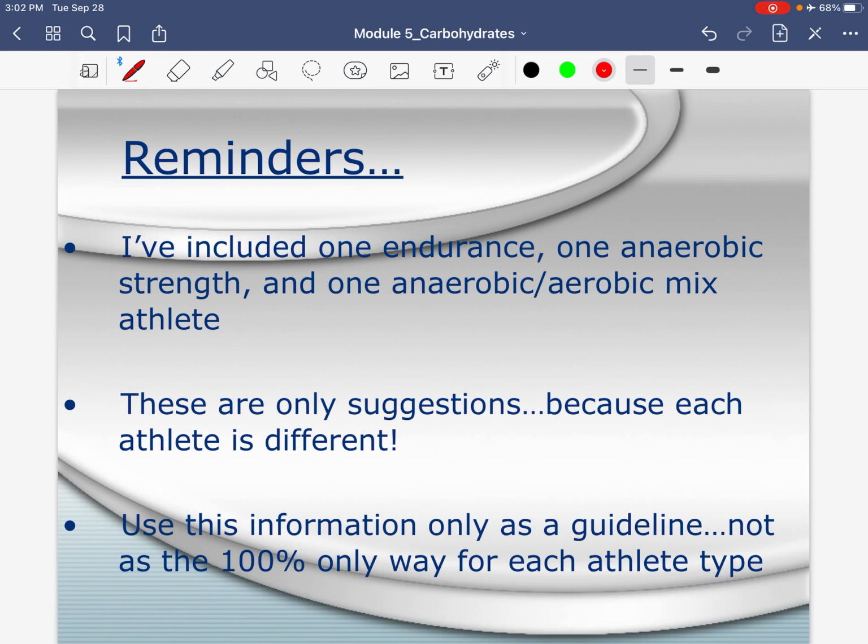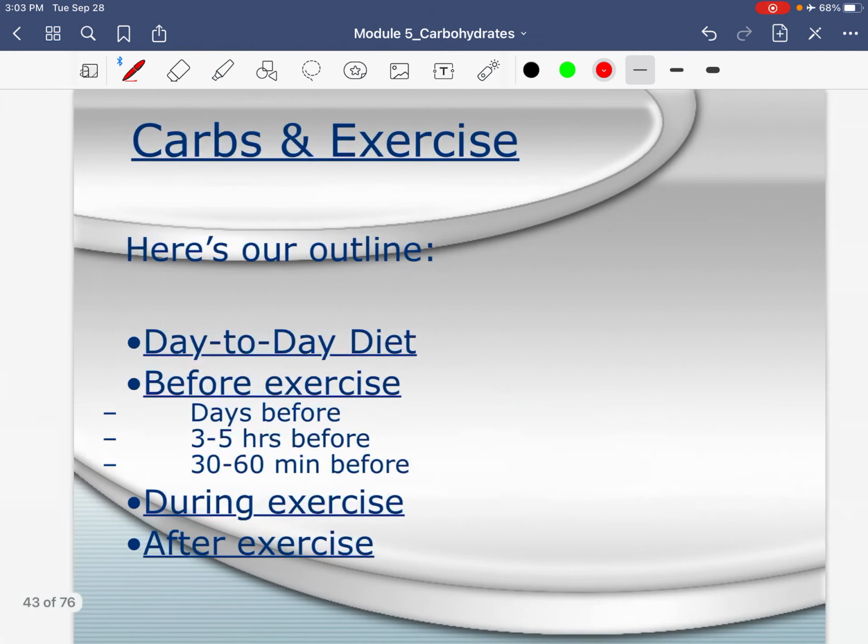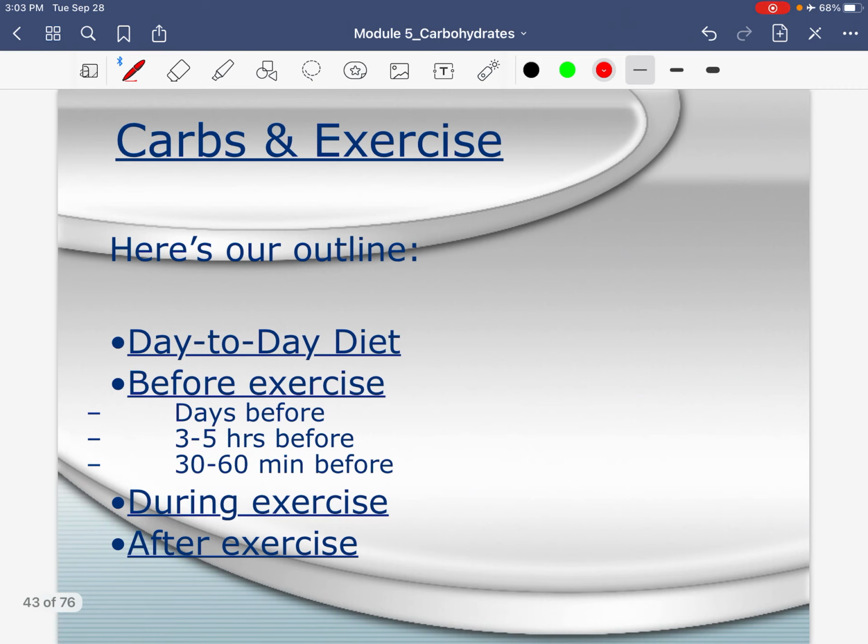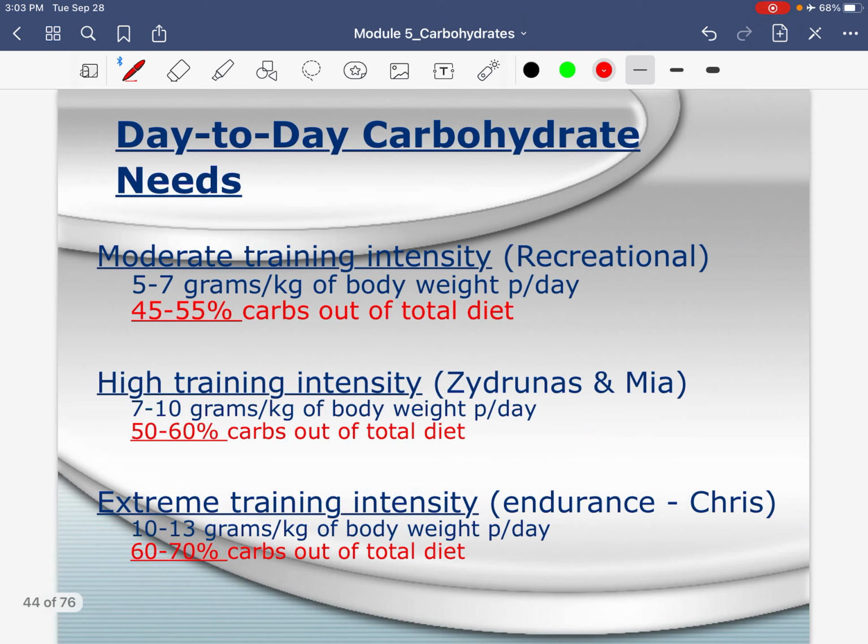Okay, reminders. These are only suggestions because every athlete is different. It's not the same for every athlete. So for each macronutrient, we'll talk about, for each of these athletes, what are some of the day-to-day carbohydrate considerations before exercise, during, and after.